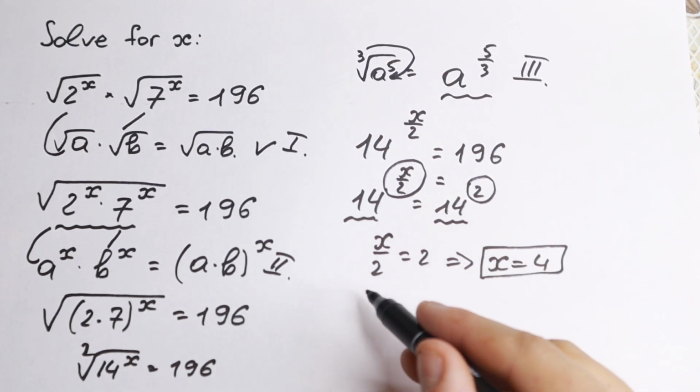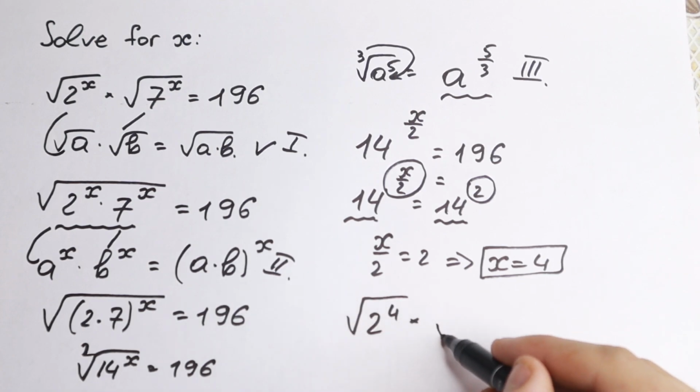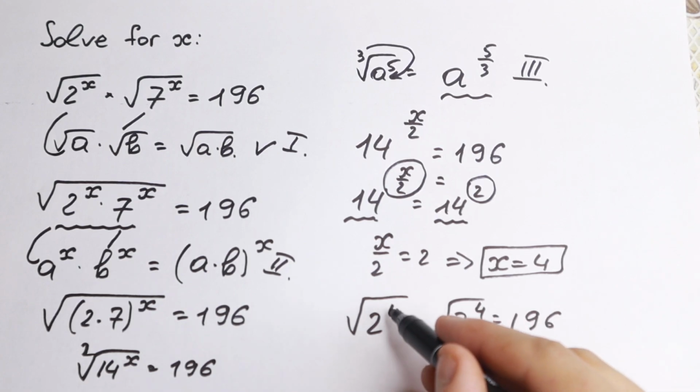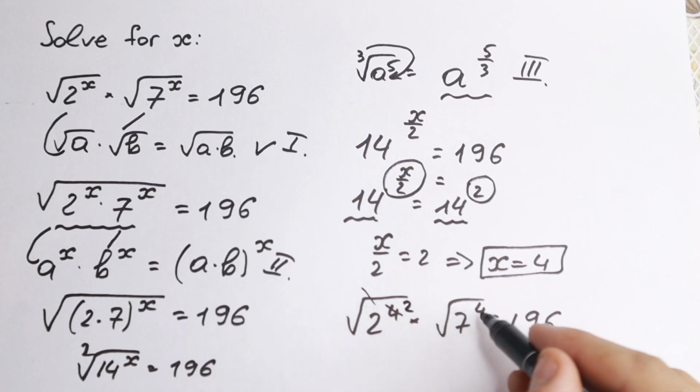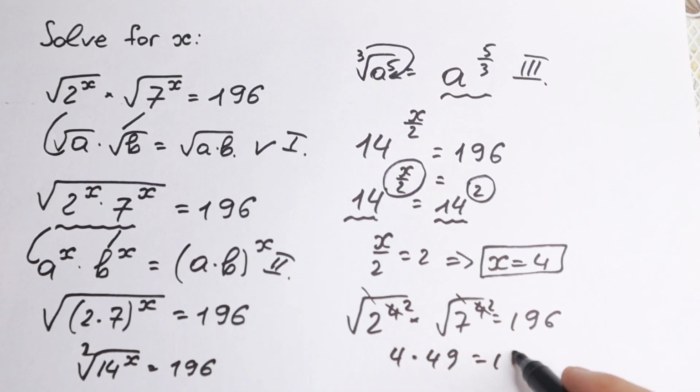If we raise 2 to the 4th, right here we have 2 to the 4th times 7 to the 4th equal to 196. This 4 and this square root sign we can cancel. Right here 2, right here 2. So we have 4 times 49. Multiplying, and I guess this is absolutely correct.